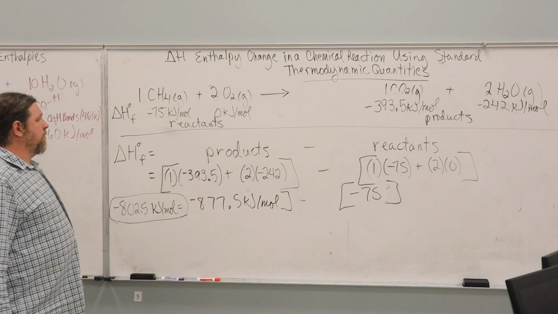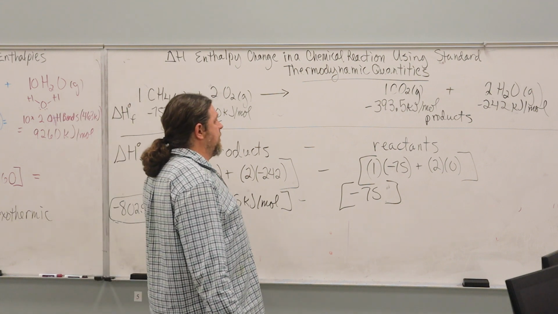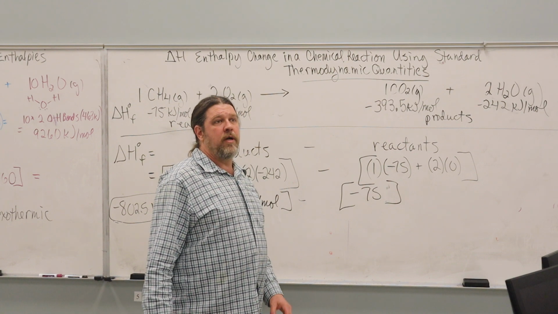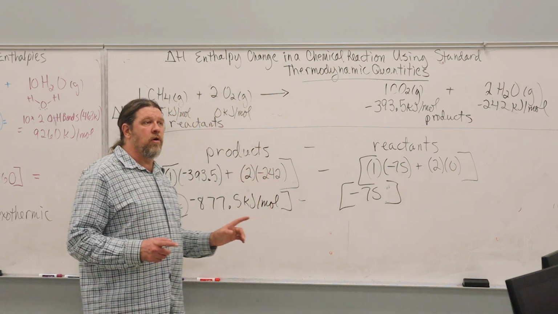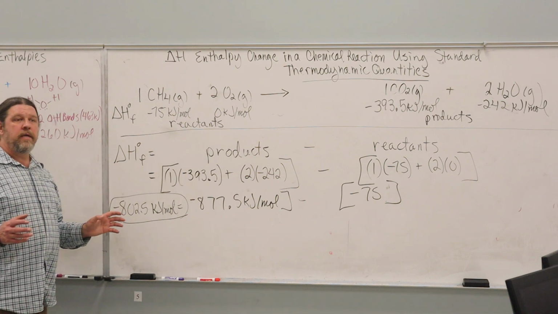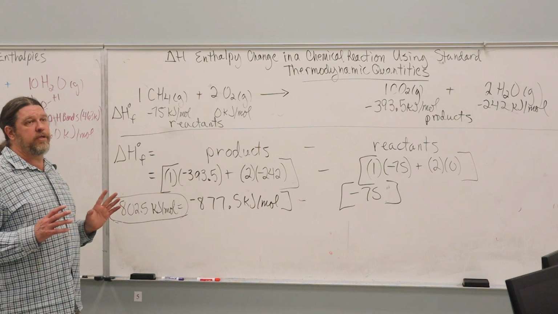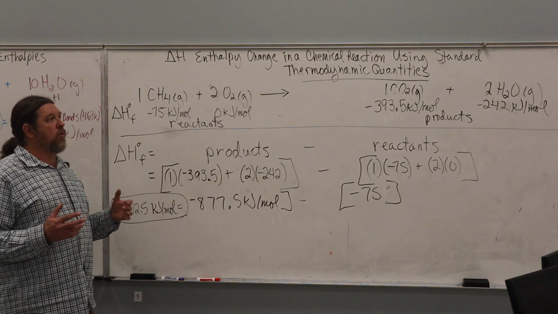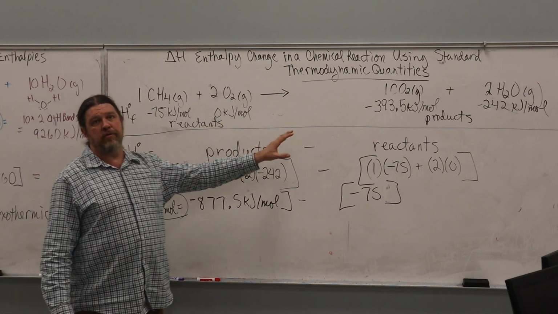So what we simply do is we take the products and we sum them up times their coefficients, minus the sum of the reactants times their coefficients. And notice how that is the reverse of the bond energies method of calculating enthalpy change. So please make note of that. Pretty much for the rest of this class, we're going to be doing it from tables. And so I always think of this as products minus reactants.